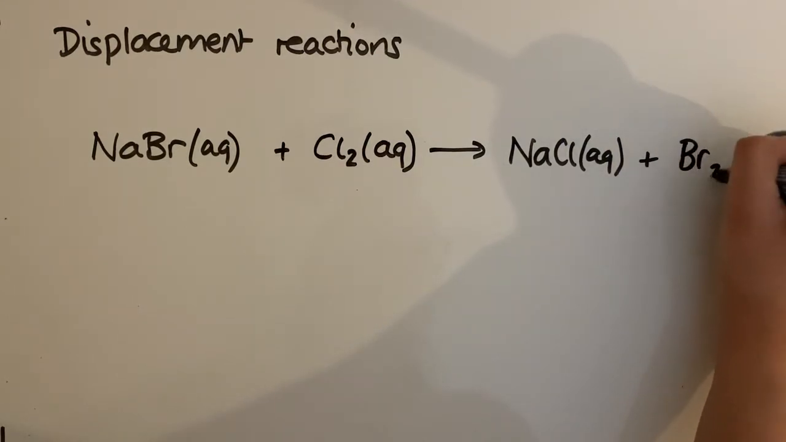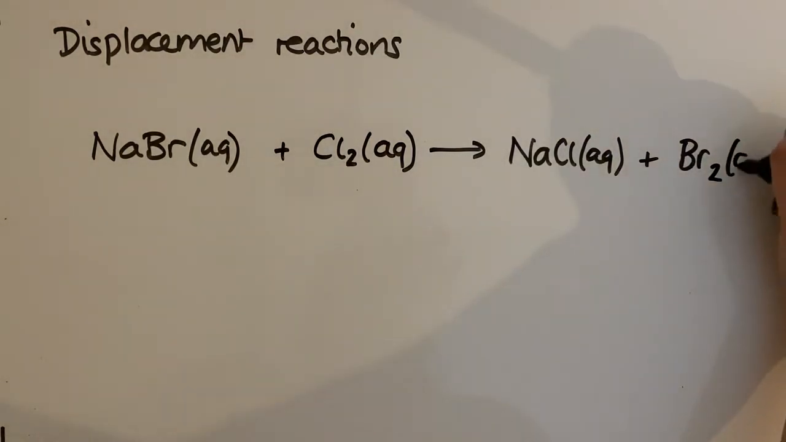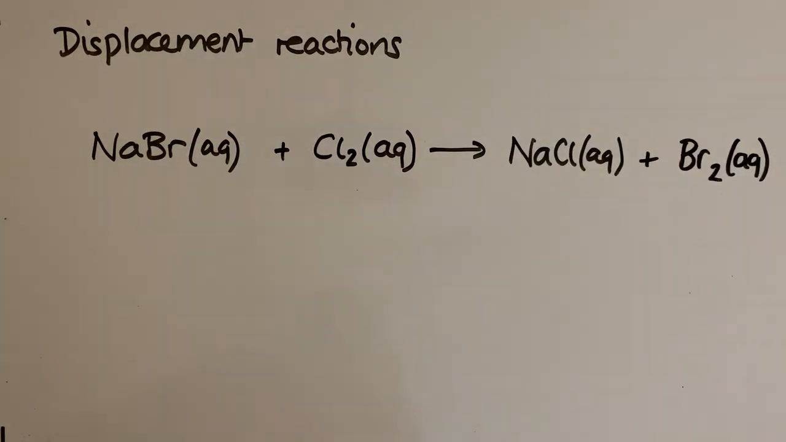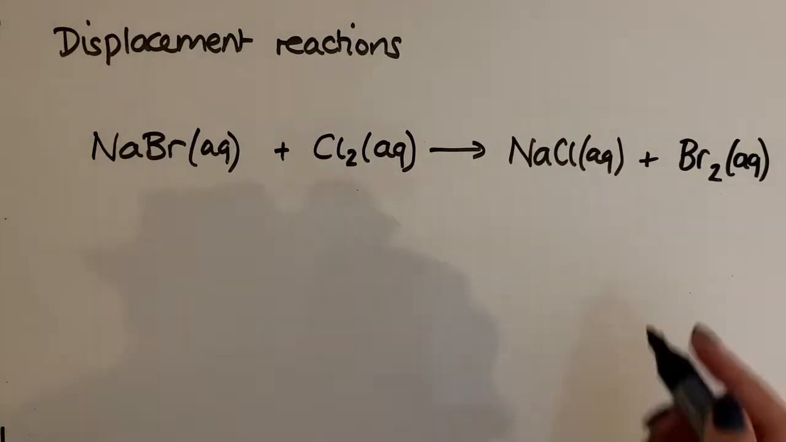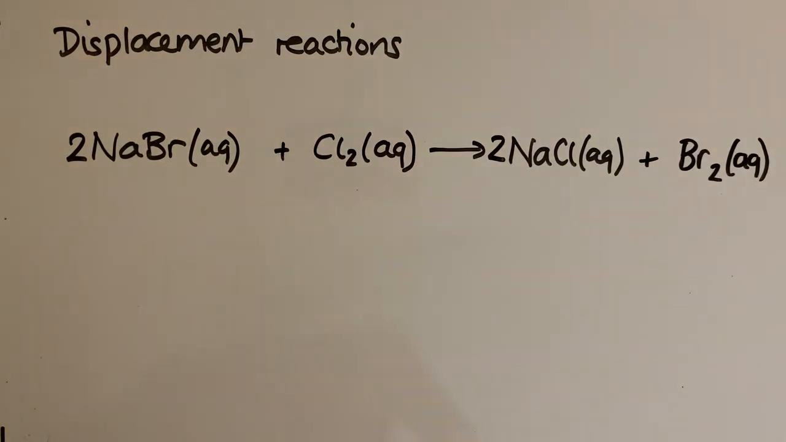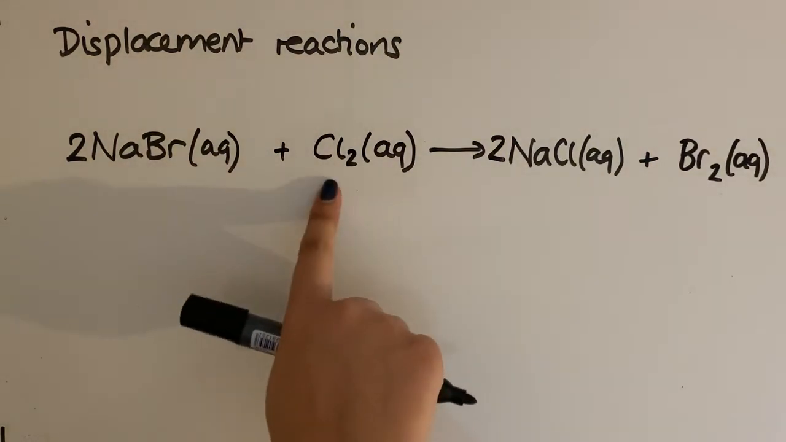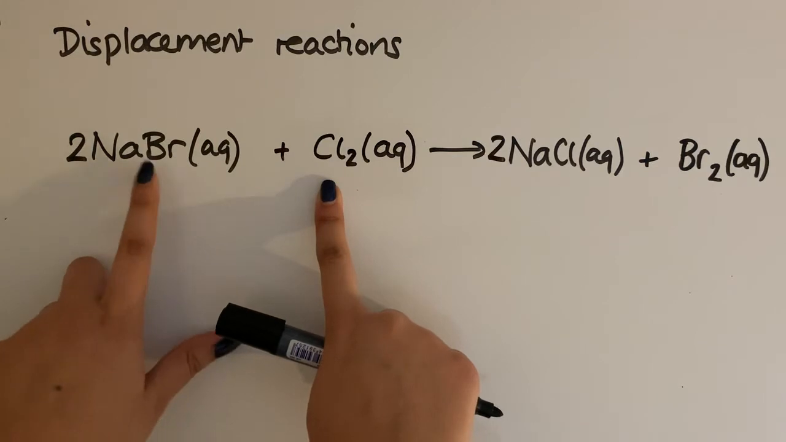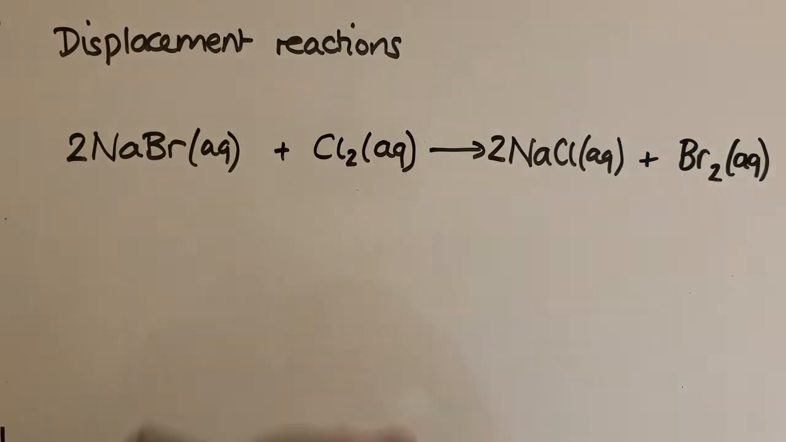And as we know, when it's by itself, it's going to be diatomic. And that will also be aqueous because everything is dissolved in solution here. Okay, and then just to balance it, we've got that. So this displacement reaction does occur because chlorine is more reactive than this halide ion here. So it will essentially kick it out. And the same thing happens with a few other reactions.